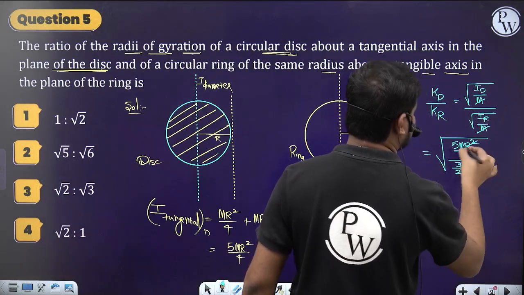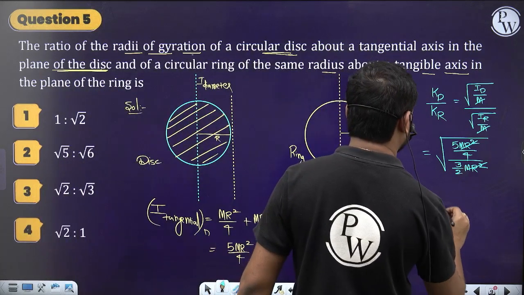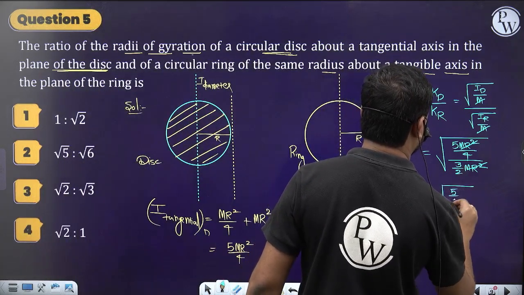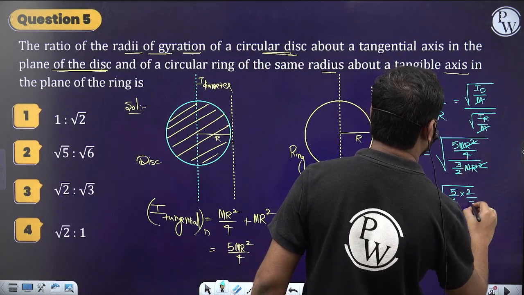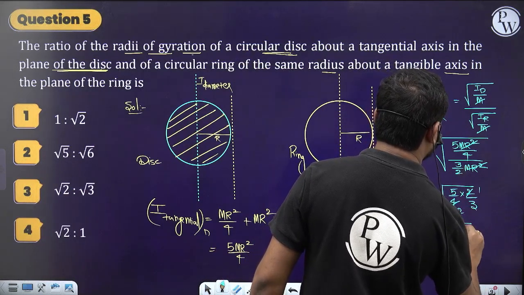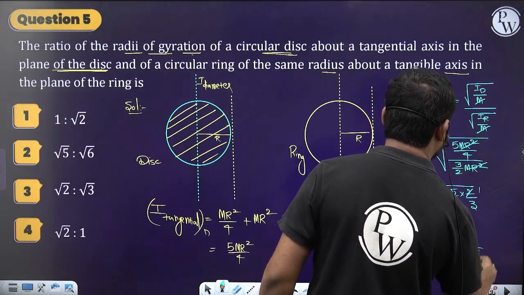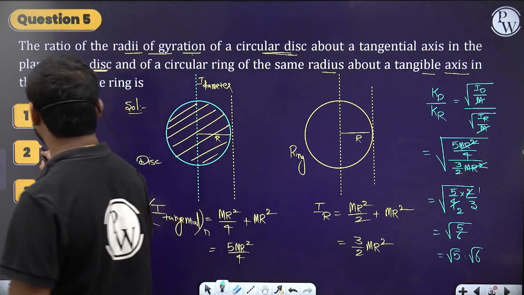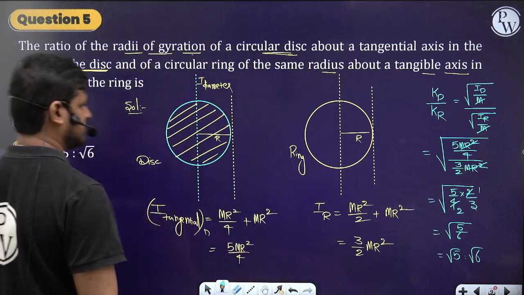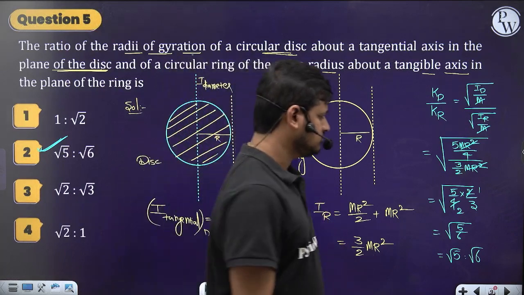So mr square gets cancelled, guys. Then I can write the square root of 5 by 4 into 2 by 3. 2 ones are 2, 2 twos are 4. So it is root 5 by 6, which is root 5 is to root 6. Option 2 is the correct one. Clear? Understood the concept?